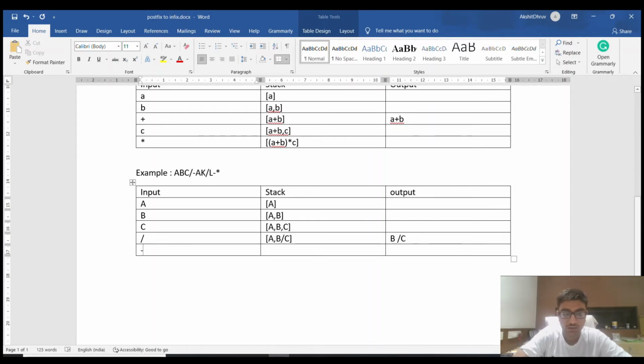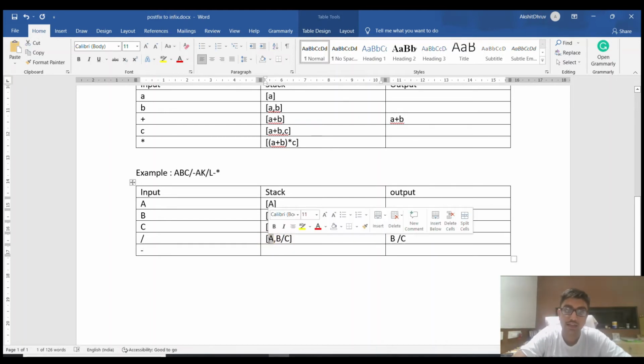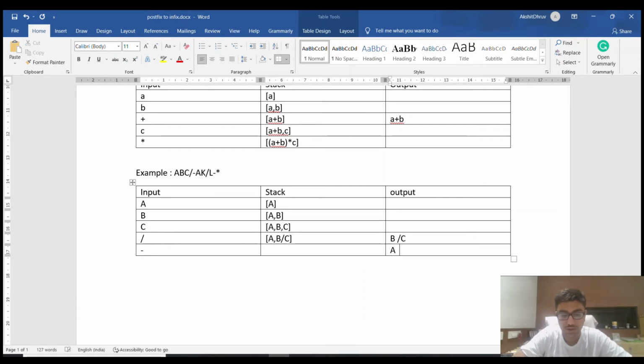Now minus. Again the operator, remove the top two elements. Who are the top two elements? B, C is the first element and A is the second element. So first remove those two elements, B / C. These are the two elements. Add the sign which has arrived. So this is now the single term. So we will again push it to the stack after our work is done. Next.